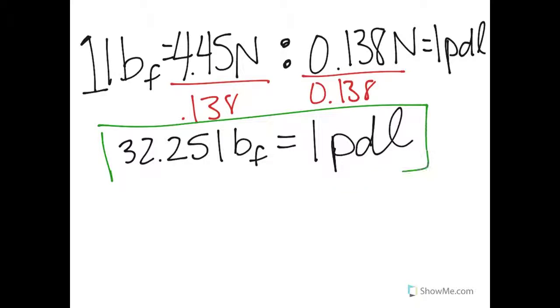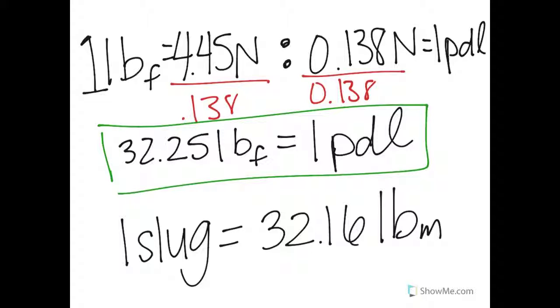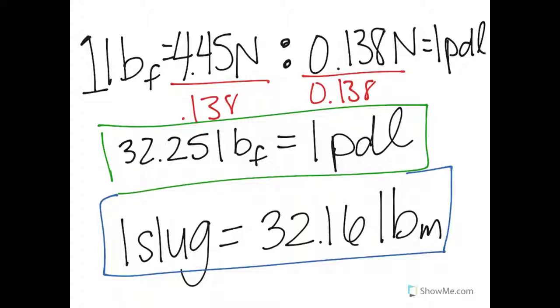And now this is a similar ratio as one slug is to the 32.16 pound masses. So hopefully that helps you understand better pound mass, pound force, poundal, and slugs.